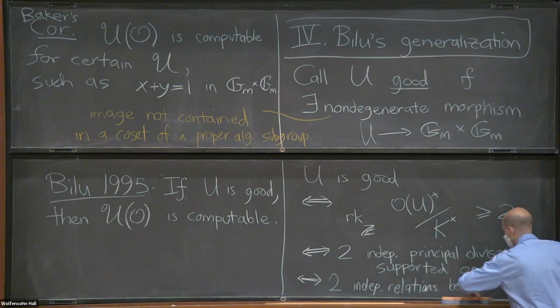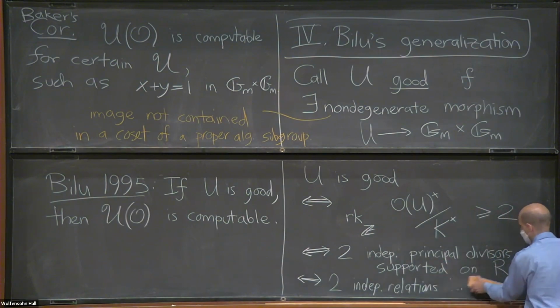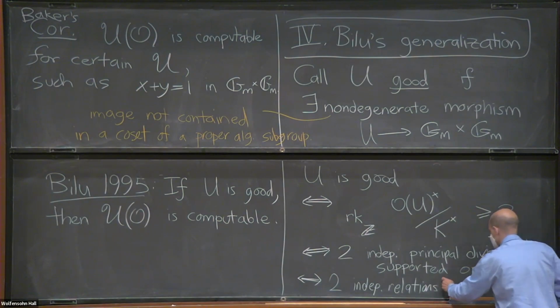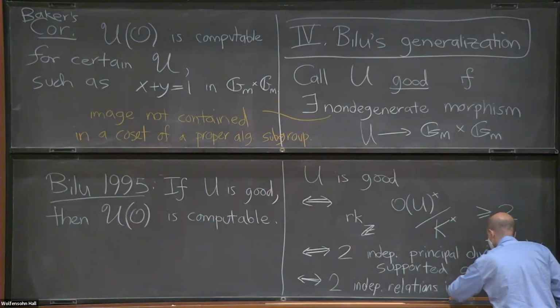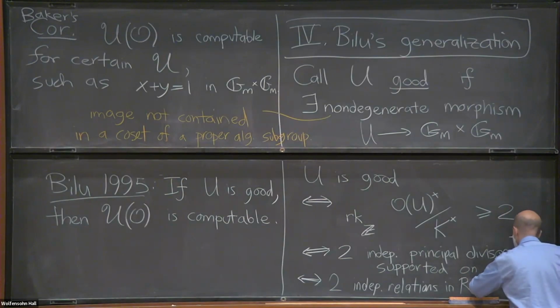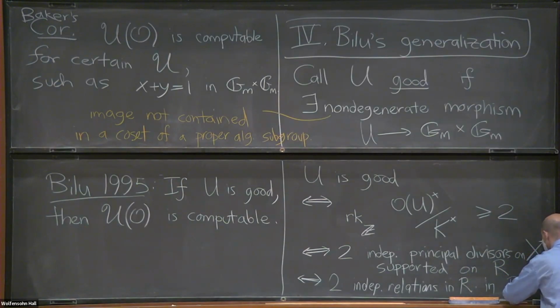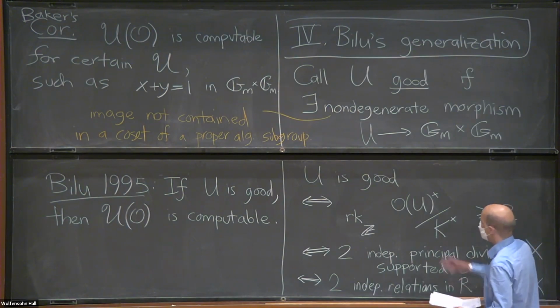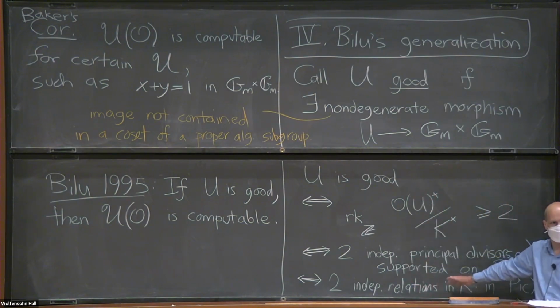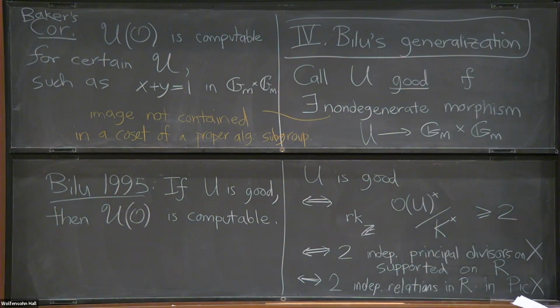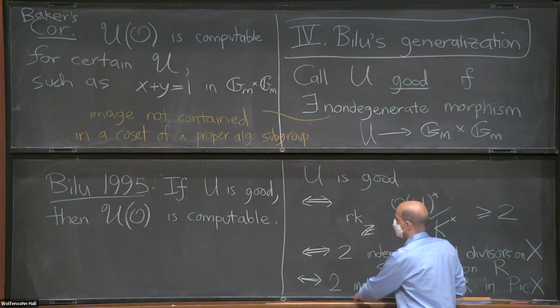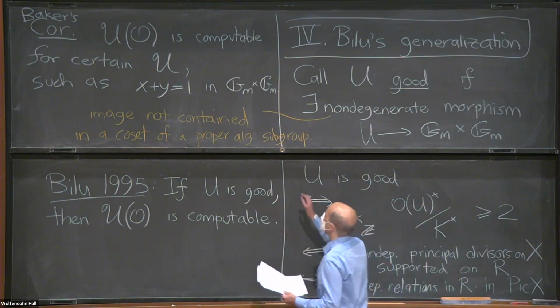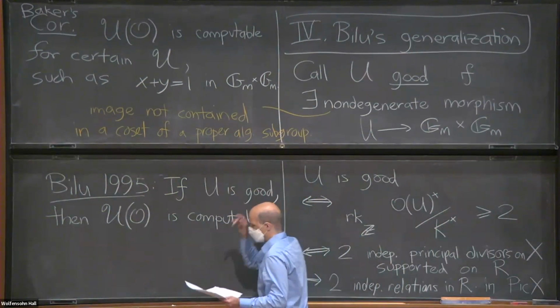Since I'm running out of space, let me just say two independent relations in the Picard group of the projective curve. So two combinations of elements of R that should give you 0 in the Picard group. Given any curve, you can test this criterion, and you can figure out whether it's possible to use Bilu's enhancement of Baker's method to find the integral points. And so the question is, does this always work?